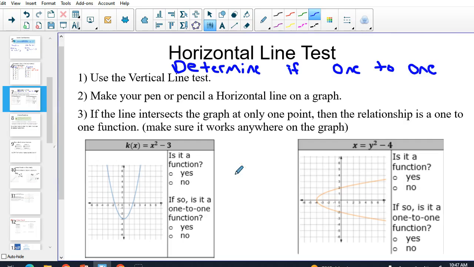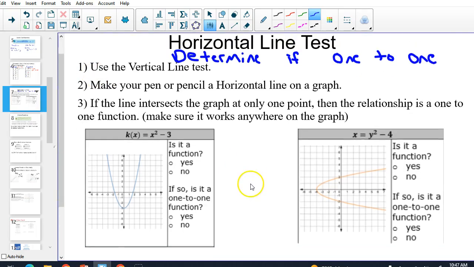To have a one-to-one function, we have to have a function in the first place. So we're going to start by using the vertical line test we covered earlier. Afterwards, we're going to do something called a horizontal line test, which is the same idea as the vertical line test, except we're going to draw horizontal lines.